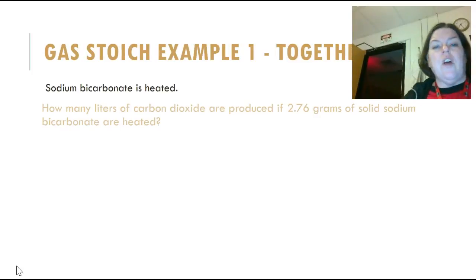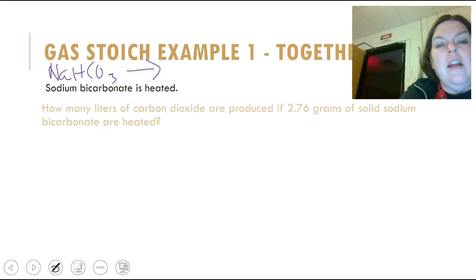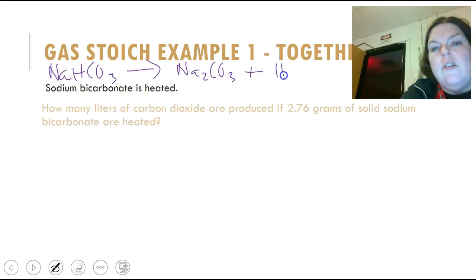First of all, how many liters of carbon dioxide are produced if 2.67 grams of solid sodium bicarbonate are heated? So we see that we have a problem here. We have a pen. I'm going to use purple because I'm liking that color today. We know that we have sodium bicarbonate, NaHCO3, and when I heat that above 80 degrees Celsius or so, I get Na2CO3 plus H2O plus CO2. I'm sorry, CO2. Water is H2O, right?